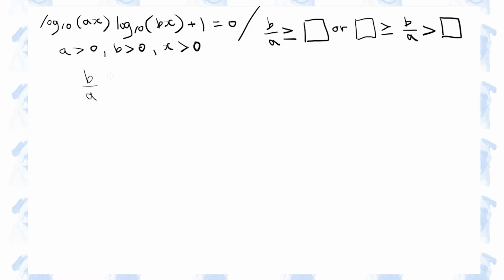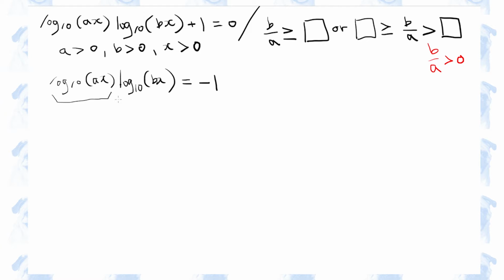So first of all, because b is positive and a is positive, a positive number over another positive number must always be positive. So we know that b over a has to be a positive number. So let's write that down here: b over a must be greater than 0. And next, let's rewrite this equation. I just moved this term to the right hand side.